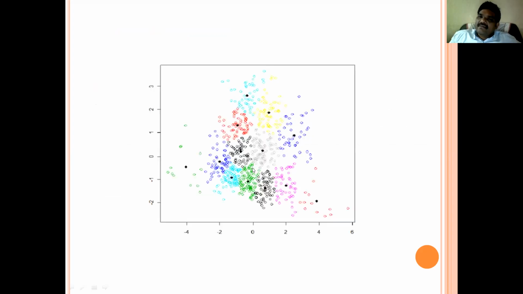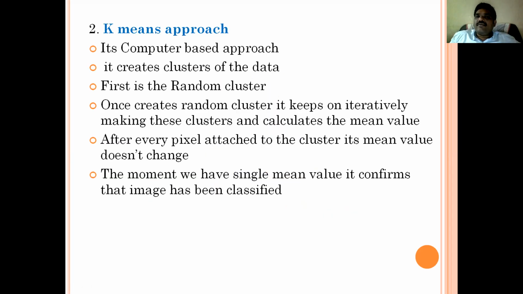Like this. See, the pixels whichever come under this range go to this blue color. Pixels which have similar resolution will be formed as green color here. Likewise, these clusters will be formed automatically. This is what the k-means approach is about.